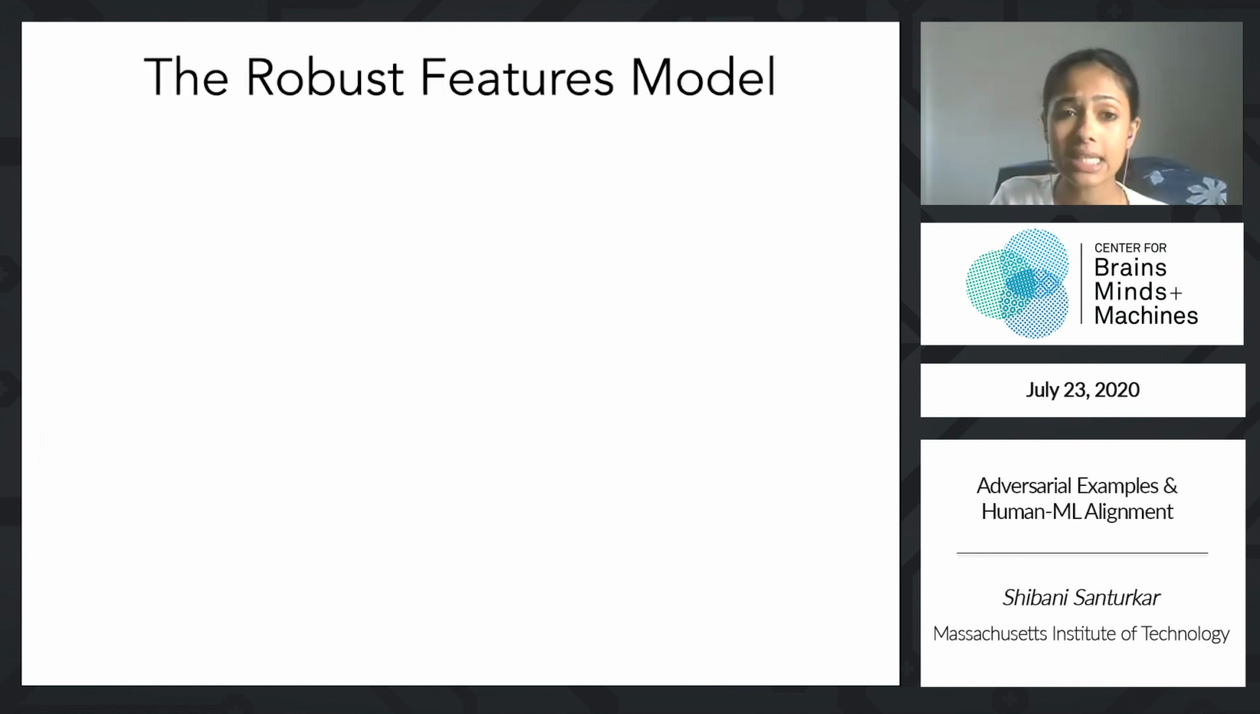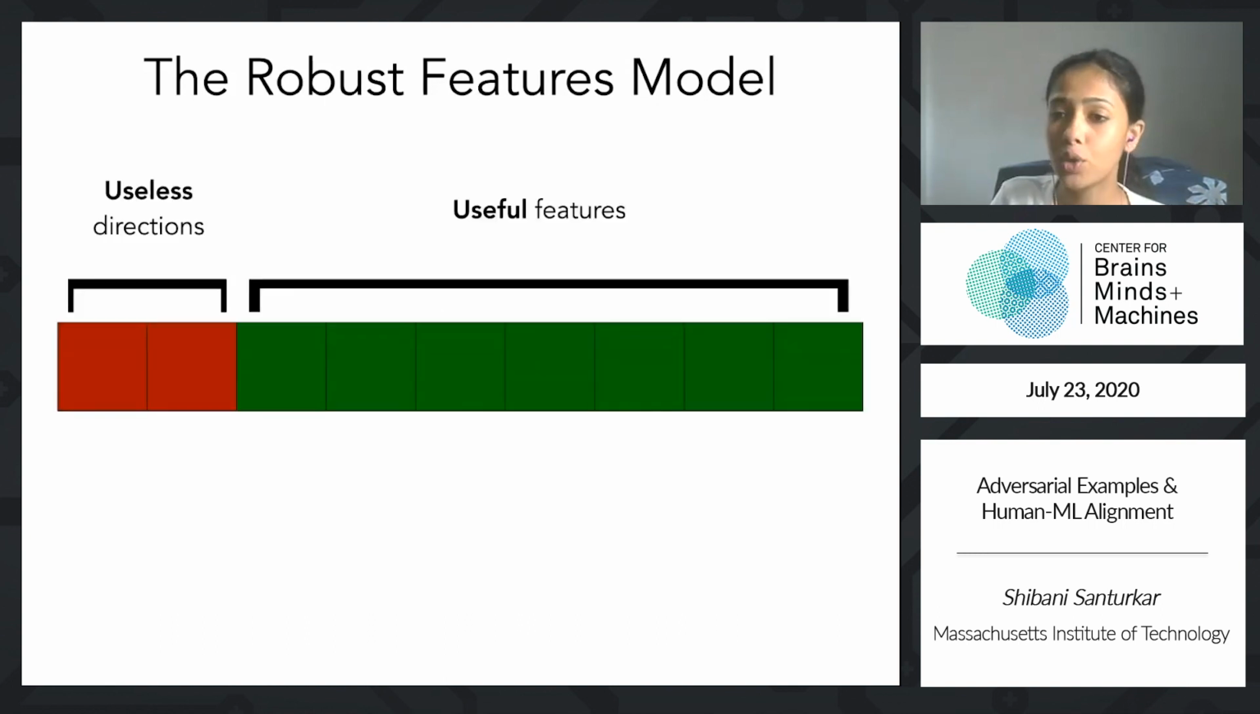What do I mean by this? Let's go back to the conceptual model we had. Remember that we thought about it as a bunch of useful features in the data that are correlated with the label and a bunch of useless features that do not have anything to do with the label. They're just noise. But what if it's not so simple?